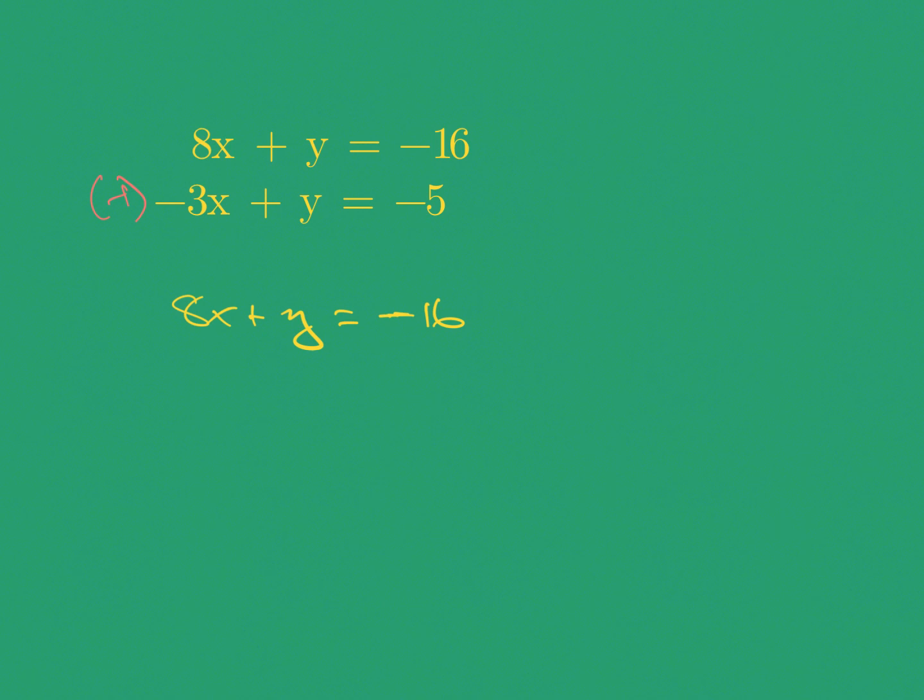What's negative 1 times negative 3? Positive 3x. What's negative 1 times positive y? Negative 1y. Negative 1. And what is negative 1 all the way over there times negative 5? Positive 5. Remember, you're multiplying.